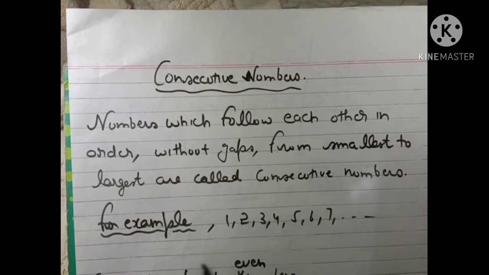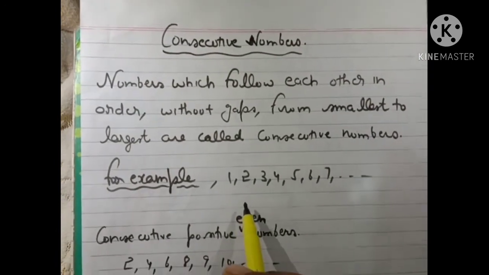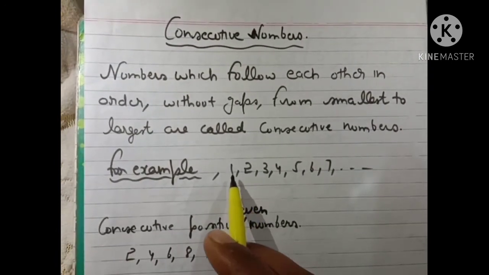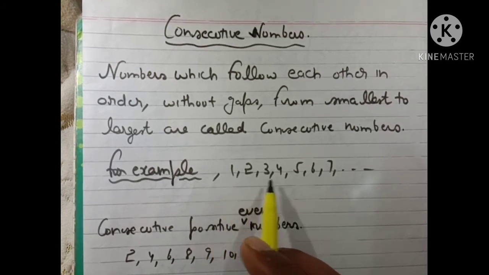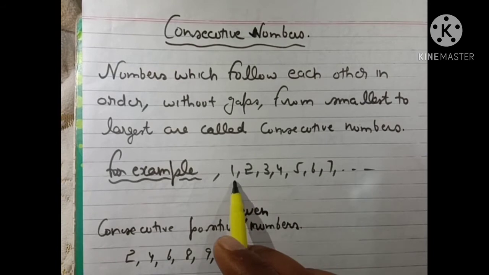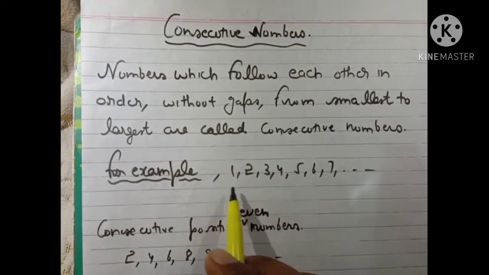So for example, I have written here some numbers. I started from 1. In ascending order the numbers will be 1, 2, 3, 4, 5, 6, 7. So there is no gap between these numbers.